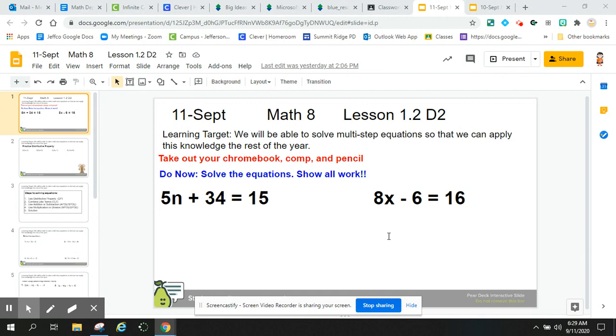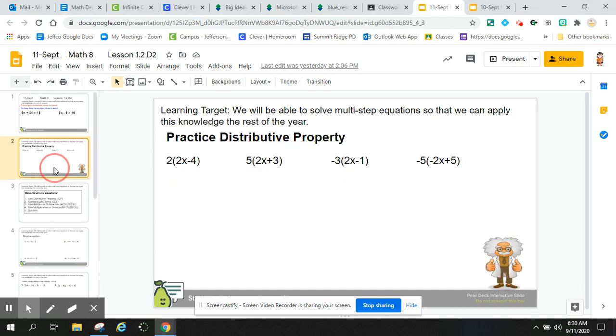It's lesson 1.2, day 2. Your learning target is we will be able to solve multi-step equations so that we can apply this knowledge for the rest of the year. Here on slide 1, I'm going to have you taking some notes. You're going to solve the two equations. The first one is solving for n, and the second one is solving for x. Make sure you put this in your comp book, your notebook, whatever you're doing to take notes.